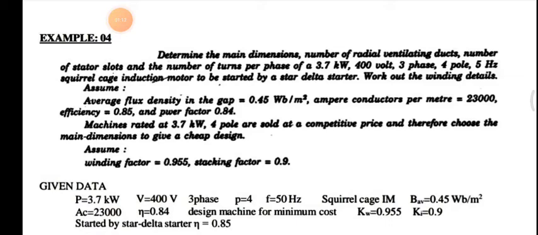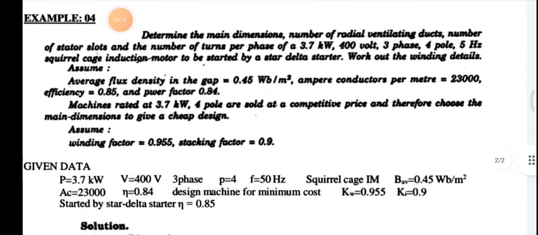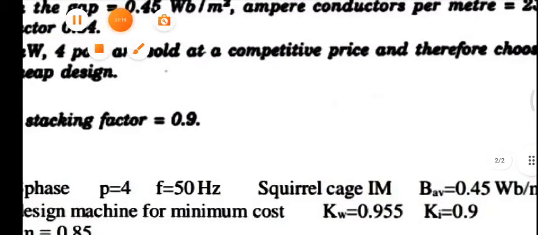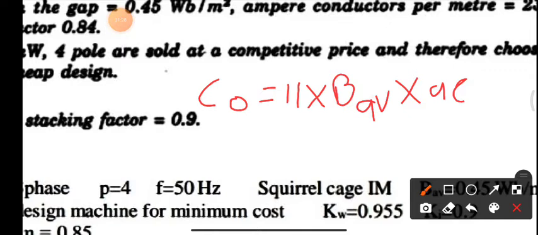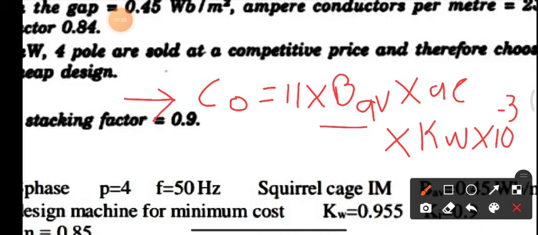The output equation that we derived was C0 is equal to 11 into BAV into AC into Kw, that is the winding factor, into 10 raised to the power minus 3. This was our output equation. In this, BAV is our specific magnetic loading, whereas AC is our specific electrical loading. The equations and formulas for both you have to remember, as they are very useful in solving numericals.